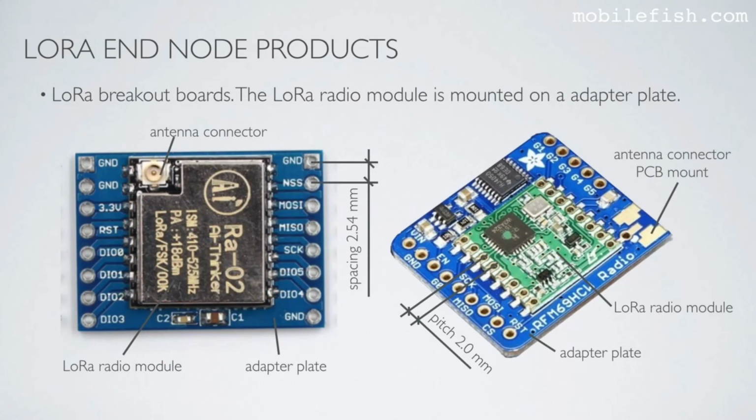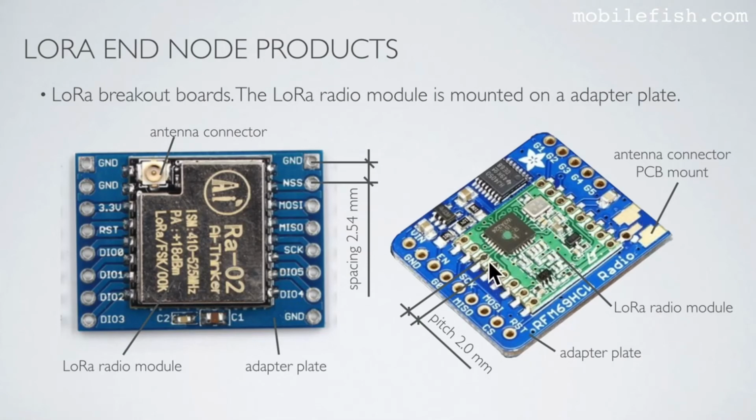And we also have LoRa breakout boards. The LoRa radio module is mounted on an adapter plate. This is such a LoRa breakout board. Here is the LoRa radio module, and this is the adapter plate. And here is another LoRa breakout board. This is the LoRa radio module, the adapter plate, and the antenna connector PCB mount.